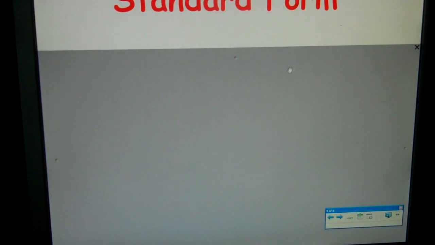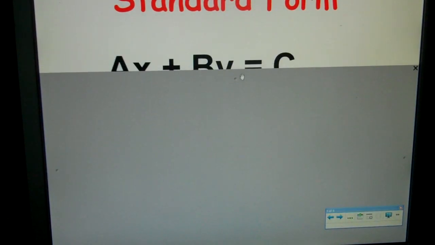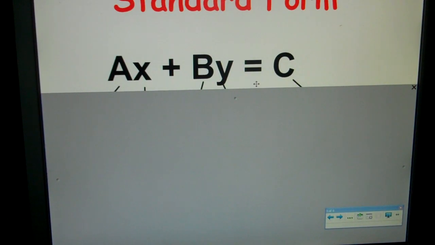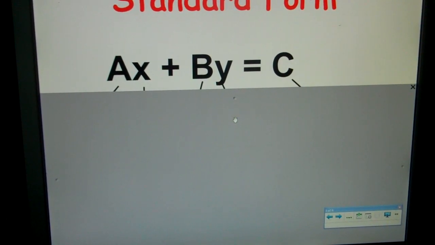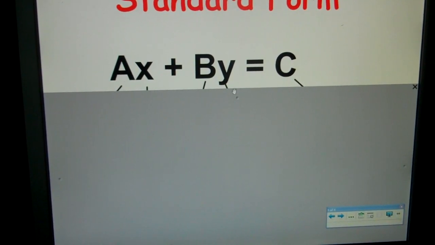So here's standard form. This is what standard form looks like. Ax plus By equals C. So take a minute, write that down, and stop freaking out because it's just a bunch of letters. We're going to explain what those letters all mean. X and Y are the same. That's still your ordered pair. Ordered pairs come as x and y. X and Y are still that ordered pair set.